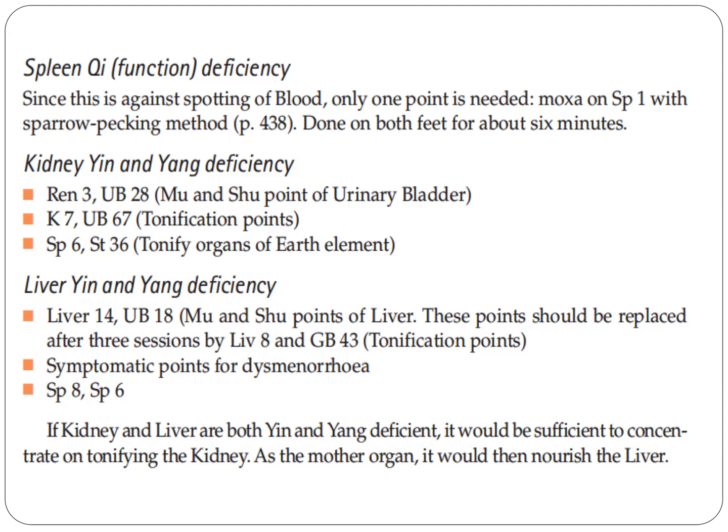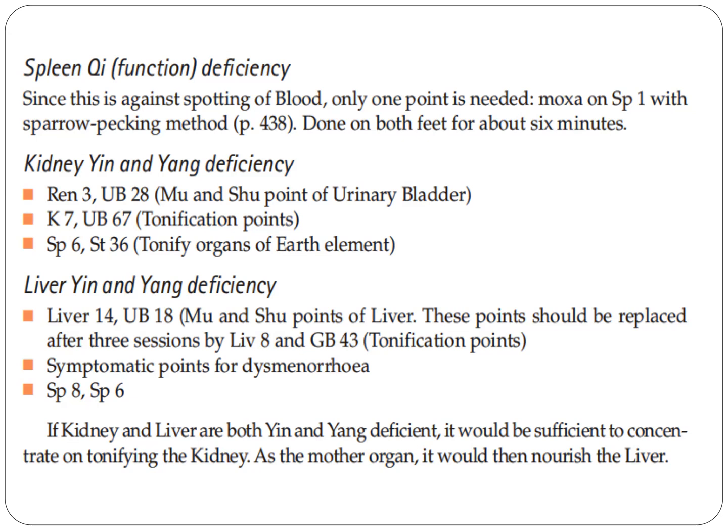So for kidney yin and yang deficiency, we could also use REN 3 and bladder 28, the front mu and back shu points of the urinary bladder, and kidney 7 and bladder 67, the tonification points, also spleen 6 and stomach 36 to tonify organs of the earth element. So for liver yin and yang deficiency, we use liver 14 and bladder 18, the mu and shu points of the liver. These points should be replaced after 3 sessions by liver 8 and gallbladder 43 as tonification points.